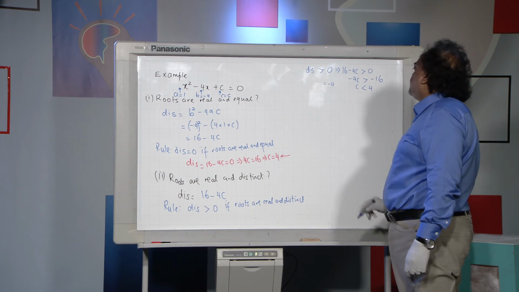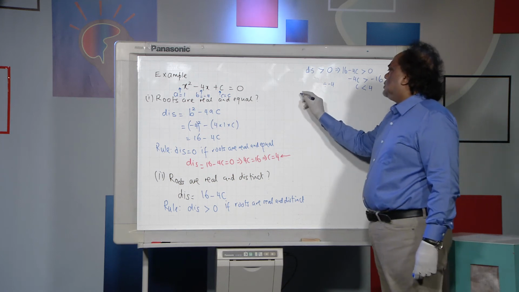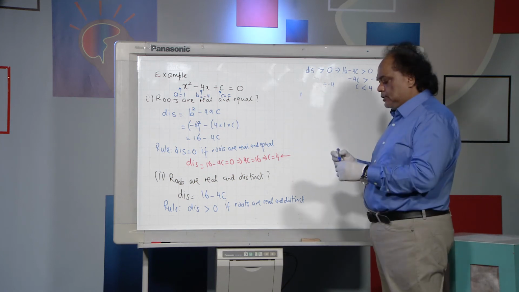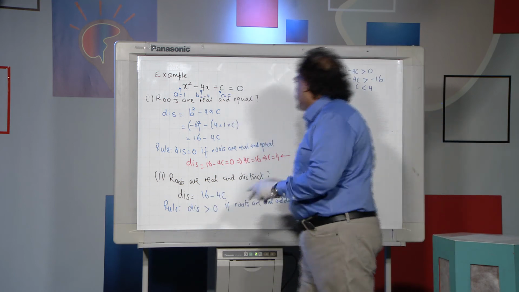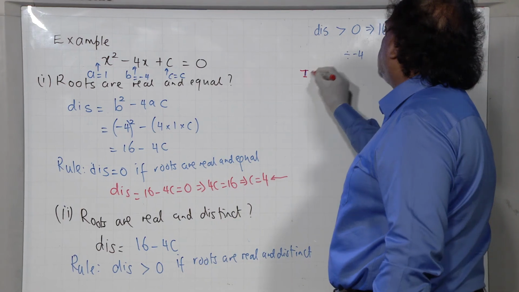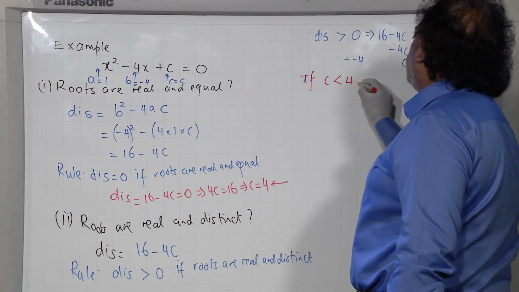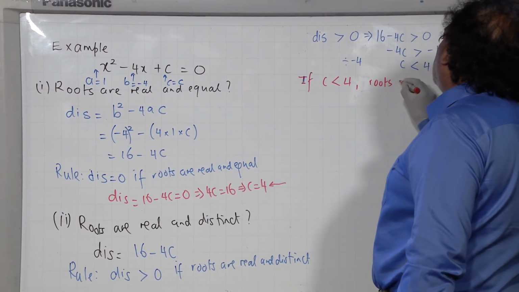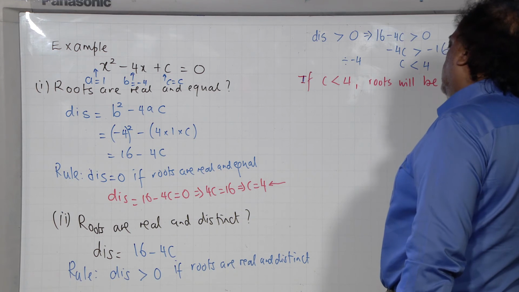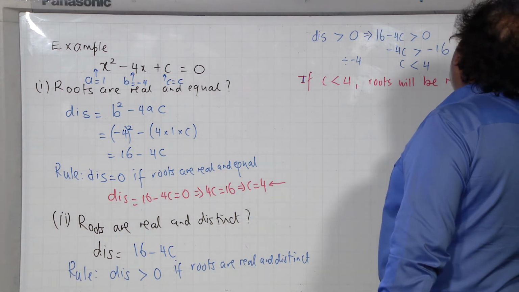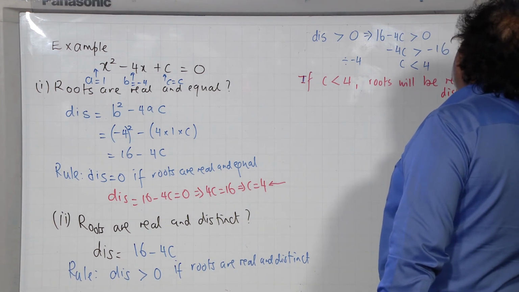So this means, what is the answer? If C is less than 4, roots will be real and distinct.